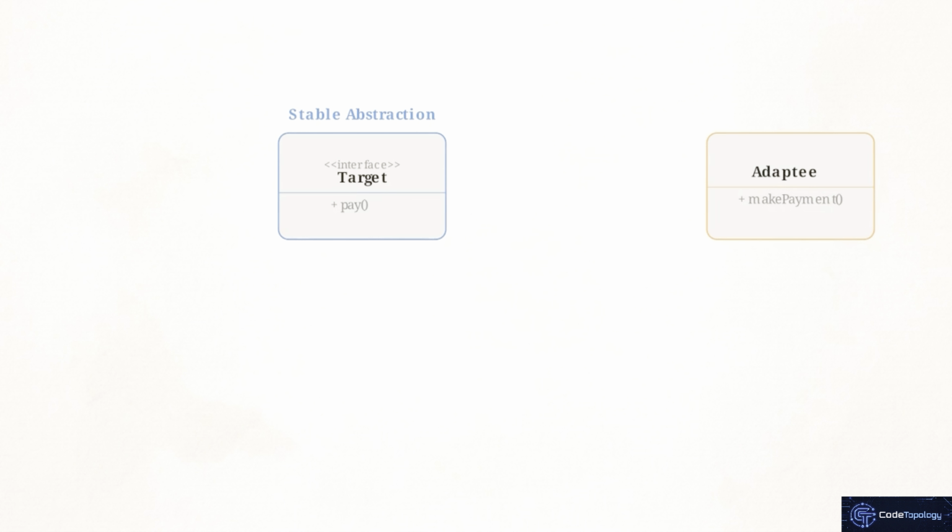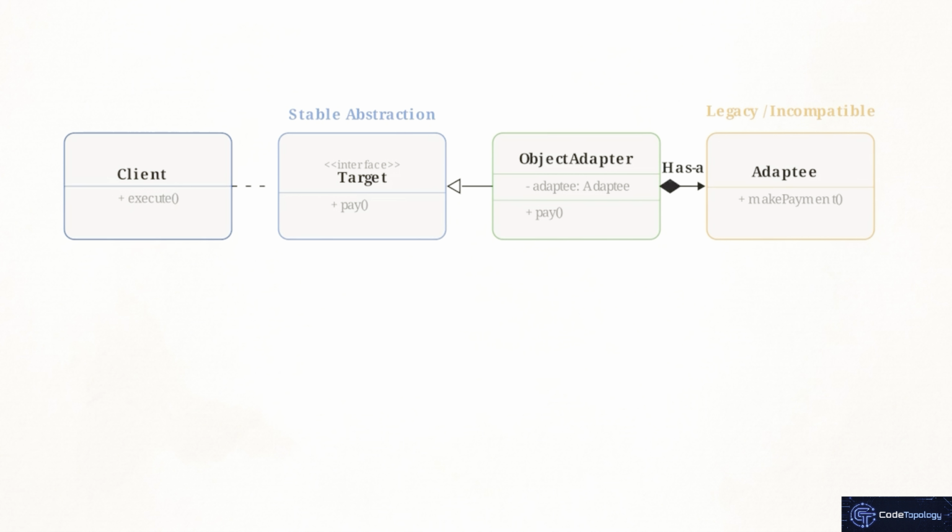We start with the target interface. This is the stable abstraction your design leans on. On the opposite end is the adaptee. This is the incompatible legacy code or external library you cannot modify. To bridge them, we place the object adapter in the middle. It uses composition to hold a reference to the adaptee. Now we wire up the client. It strictly interacts with the target interface, with no visibility into the adaptee.